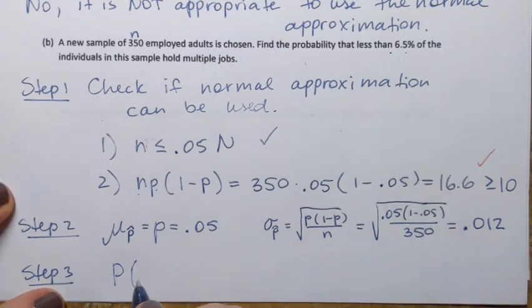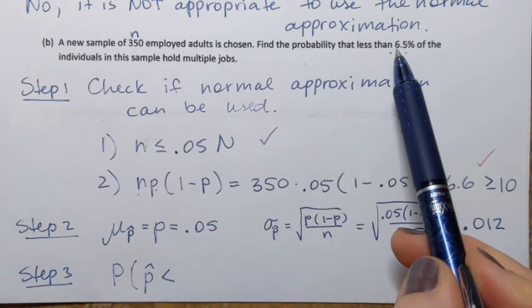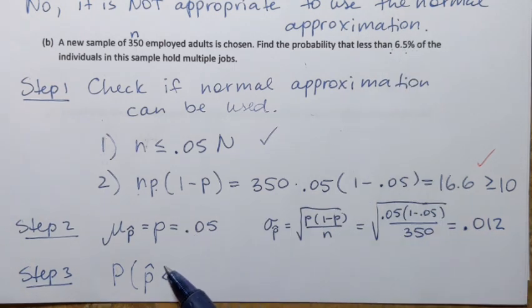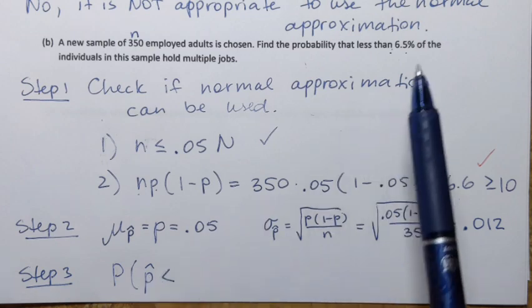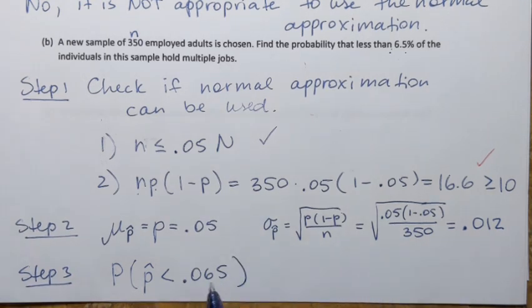So we're going to find probability that sample proportion, p hat, is less than, well, it's 6.5%, but when we use p or p hat, we convert that percentage to decimal. P hat is less than 0.065. That's how I can write it down.